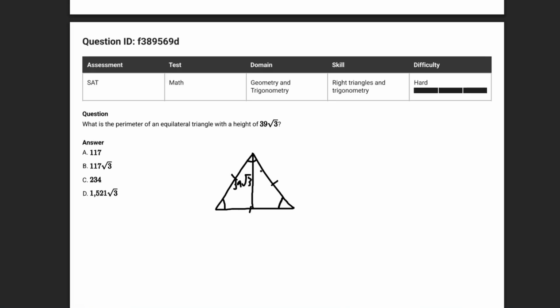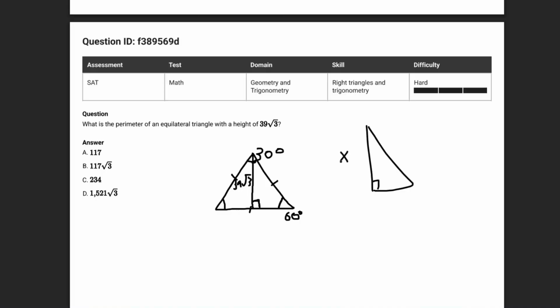Since we drew a line straight down, this angle right here becomes 90 degrees. This angle right here is still 60 degrees. But this just halved the 60, so this angle right here is 30 degrees. Now, if you notice, this is a 30, 60, 90 triangle, so we can use the properties of those triangles to find the perimeter. So I'm just going to draw another triangle here. It's a 30, 60, 90 triangle.